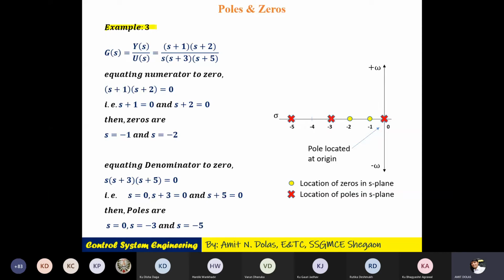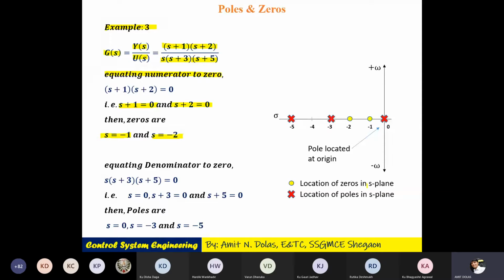Side by side we will be plotting these zeros and poles in the S-plane. So I have one example. G of s is equal to y of s upon u of s. It is s plus 1 into s plus 2 divided by s into s plus 3 into s plus 5. So equating the numerator first, numerator to 0. I have s plus 1 and s plus 2, and if I equate both to 0, then I'll get the zeros: -1 is one zero and -2 is also a zero.